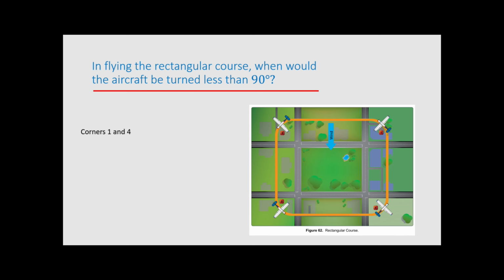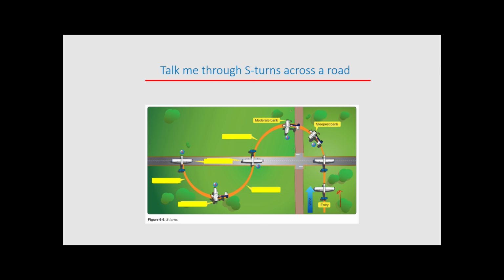Now talk me through S-turns across a road. I'll give you a minute here to think about it. All right, so we start on the downwind leg. We enter here. We have our wings level across the road. We enter a steep bank. We roll out of it into a moderate bank, and then we are back at wings level across the road. Because the wind is pushing us towards the road, we're going to have a shallow bank here, moving into a more moderate bank, and then finally wings level again as we cross the road.